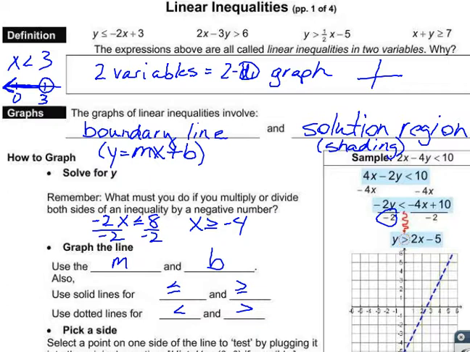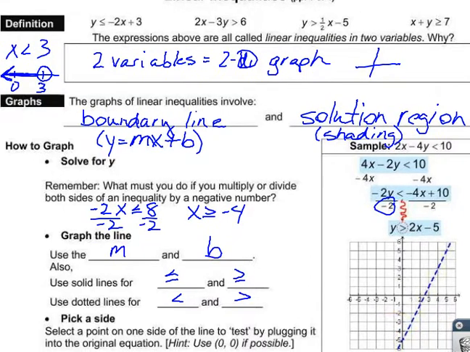So let's go back and remember how to graph. We start at negative 5, so the graph starts down here. Let me move that down a little bit. The graph starts down here at negative 5, and then it goes up 2 over 1, up 2 over 1, up 2 over 1. Now, why is this line dotted? Because there's not an equal sign.